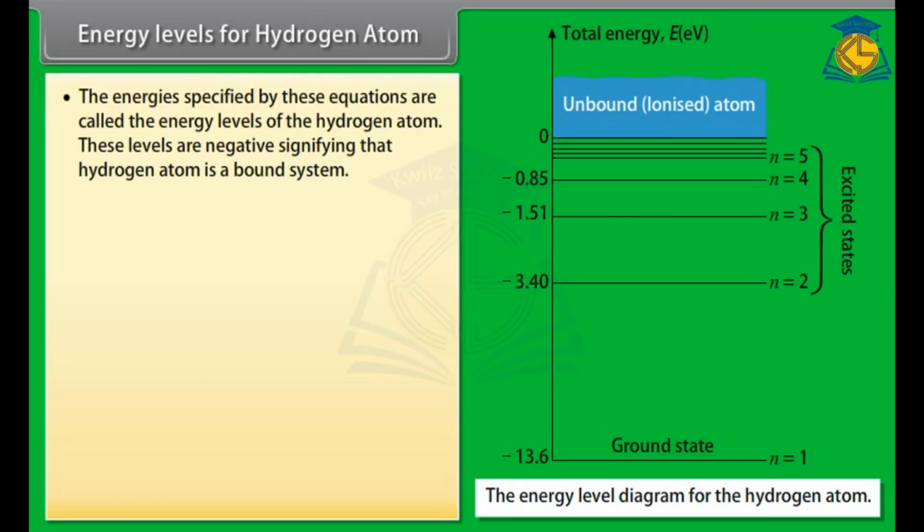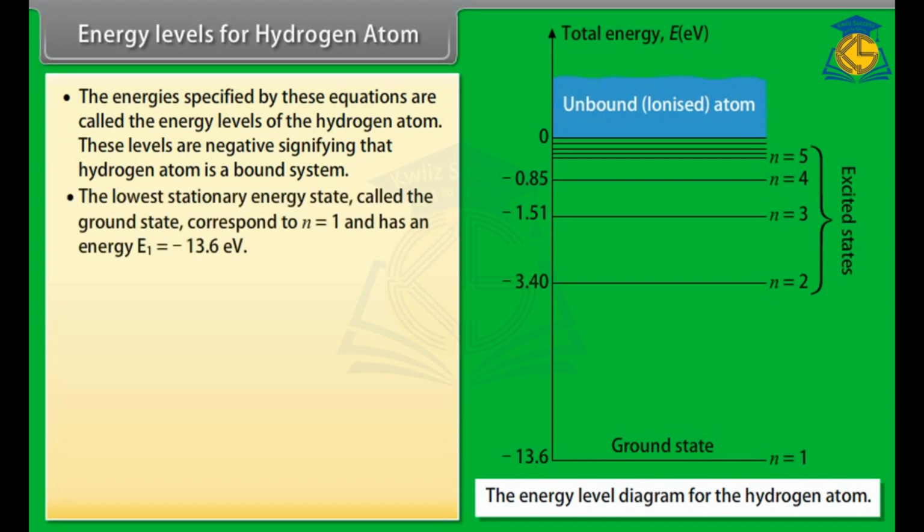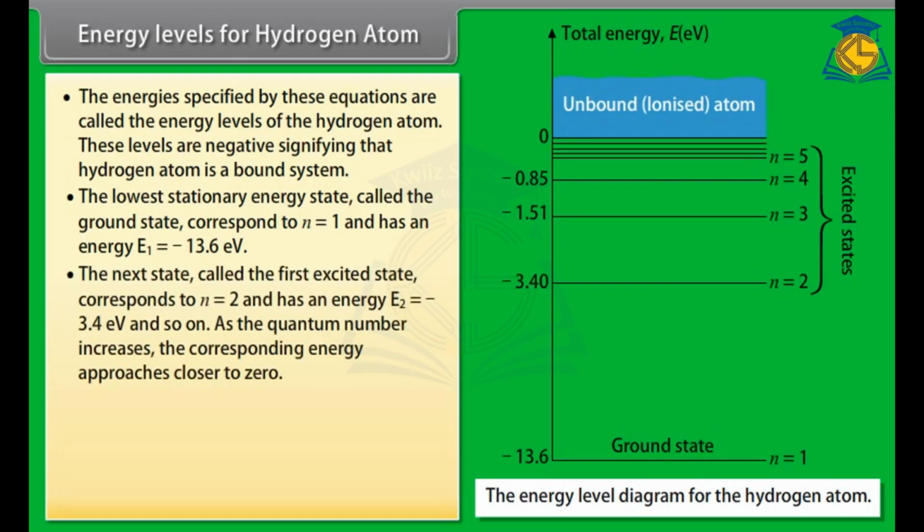The energies specified by these equations are called the energy levels of the hydrogen atom. These levels are negative, signifying that the hydrogen atom is a bound system. The lowest stationary energy state, called the ground state, corresponds to n as 1 and has an energy E1 equals minus 13.6 electron volt. The next state, called the first excited state, corresponds to n as 2 and has an energy E2 equals minus 3.4 electron volt and so on. As the quantum number increases, the corresponding energy approaches closer to zero.